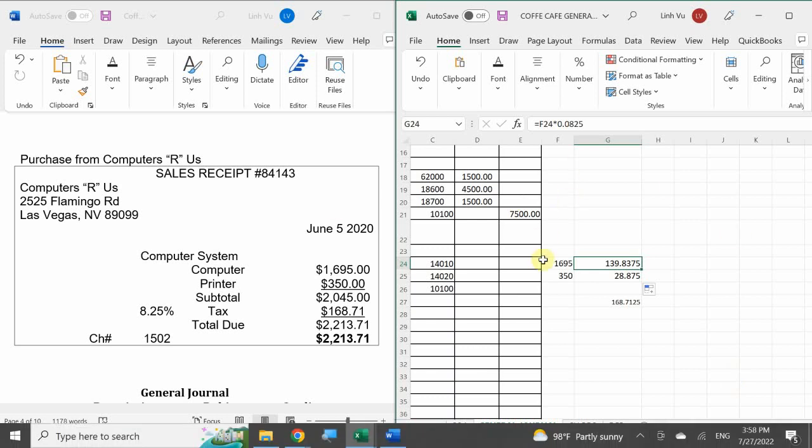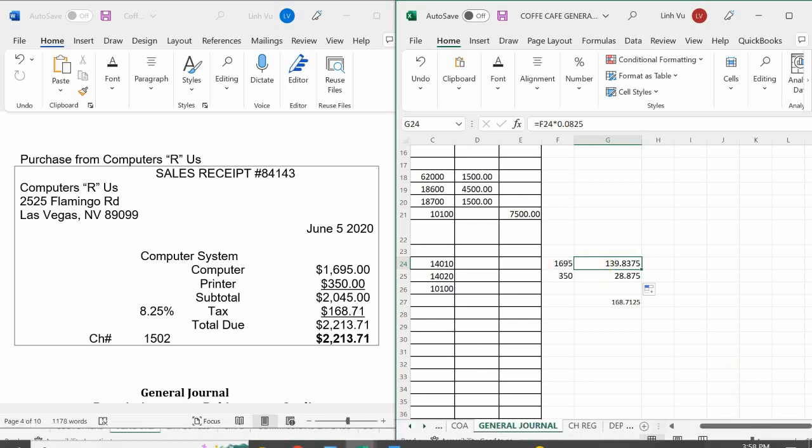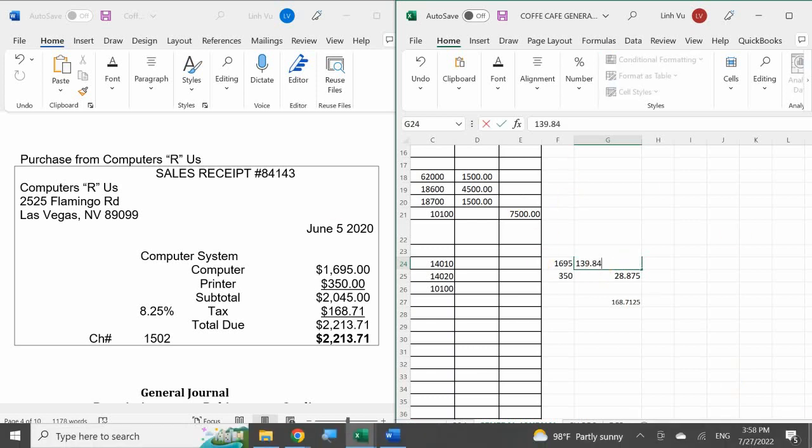So in this case, it's going to be $139.84, right? And what am I going to do with the printer? Since my printer is at 87.5 pennies, and we already rounded up for my computer, that means my printer is going to be rounded down. So in this case, it's going to be $28.87. Okay, and then there you go. Now you have the even amount of that 71 cents.